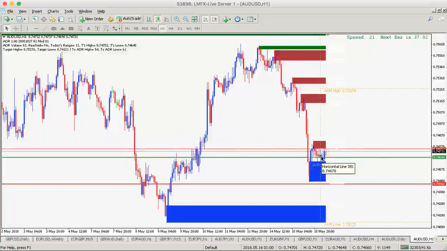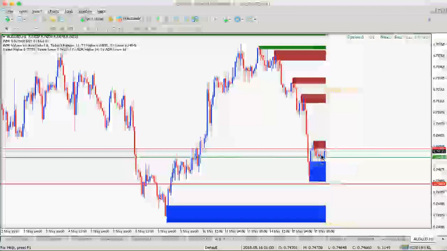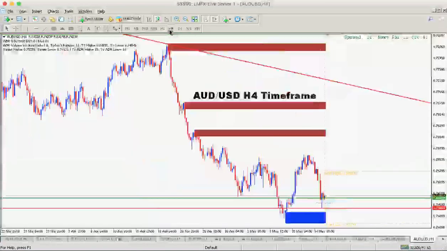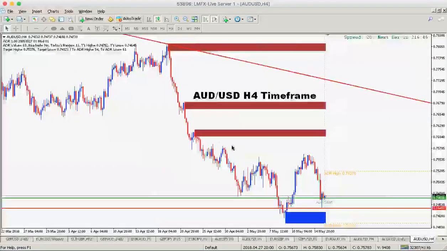Also, when price comes back to that area, we might be looking for another play to the upside in this situation because we're looking at a buy for AU. So we're going to go to the 4-hour and see why we're looking for that buy. Again, we have a demand zone here.